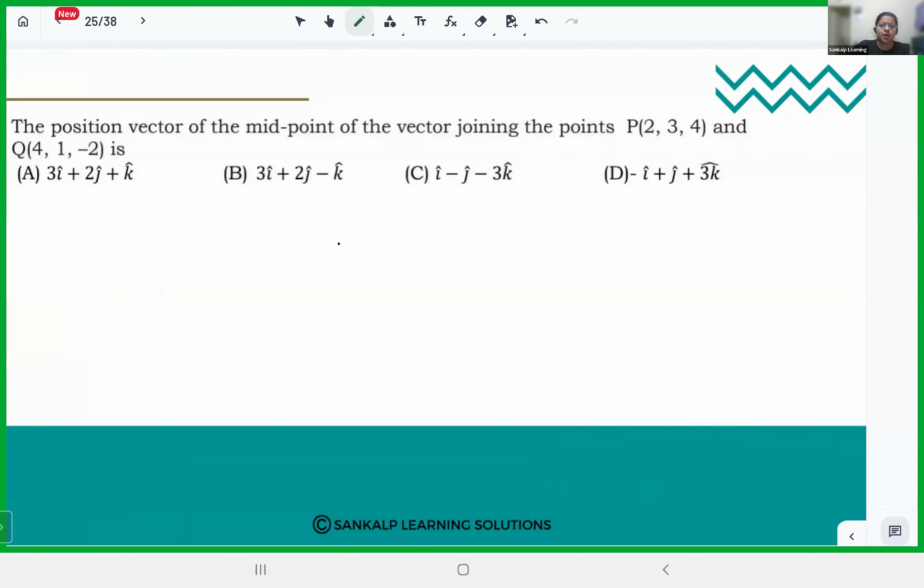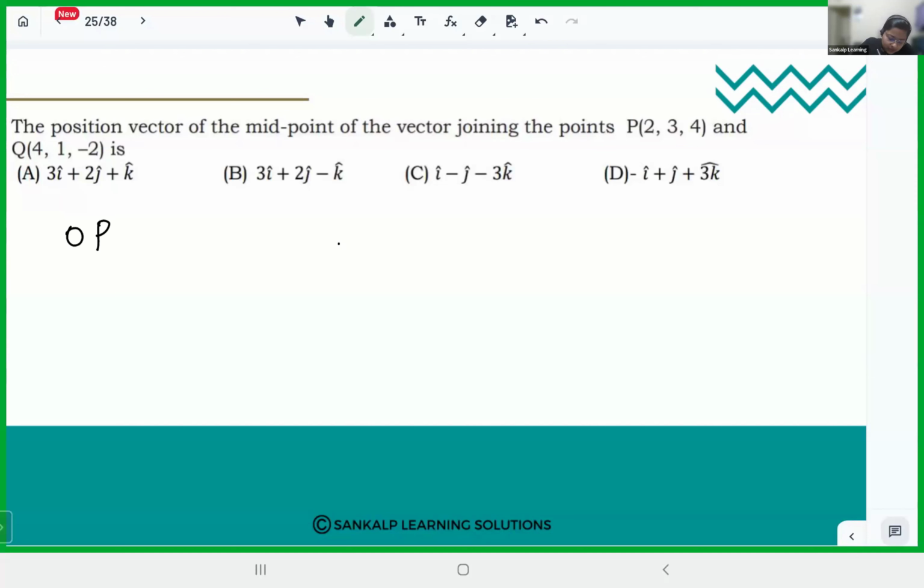The position vector of the midpoint of the vector joining the points P(2, 3, 4) and Q(4, 1, -2). So you are given 2 points. It is 2, 3, 4 and 4, 1, minus 2. You have to find out the position vector of the midpoint of the vector joining the points. Okay. So the points are P and Q. So how will you find out the position vector of the midpoint?